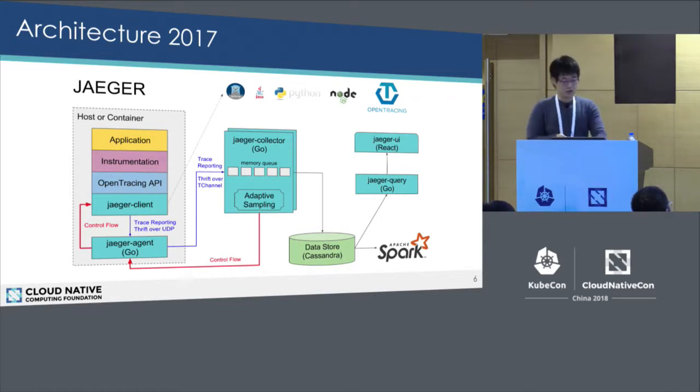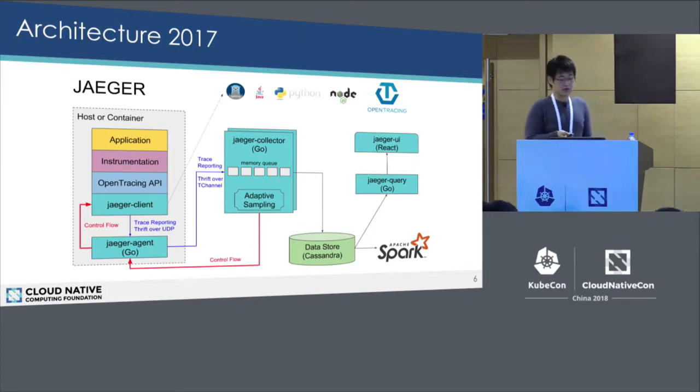So the collector, which is the blue box in the center of the screen, is in charge of buffering the spans in memory, sanitizing them, and then storing the spans in a data store like Cassandra. We have a separate Jaeger query service, which is on the right side, and that is used to read traces from the data store and then present them to the user through the Jaeger UI.